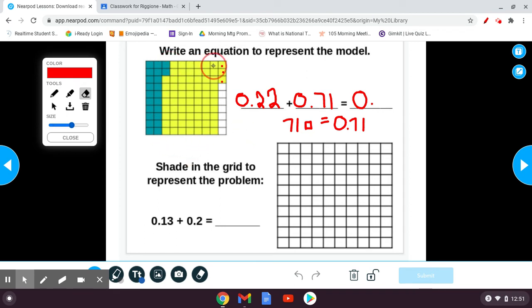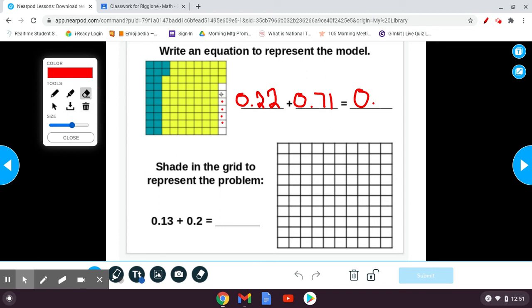Now I have to figure out the total amount shaded in. All right, so I know that the whole entire grid has 100 boxes. So if I wanted to, and I know that I don't have the whole thing shaded, and I could count backwards, 99, 98, 97, 96, and so on. Or I could count forward. So either way will get you the same answer.